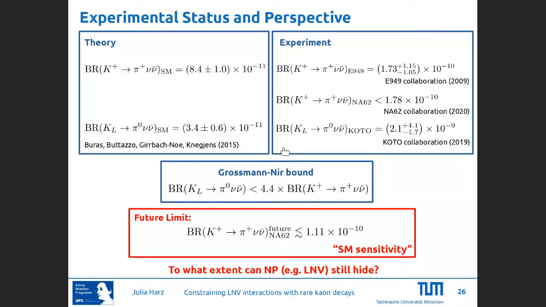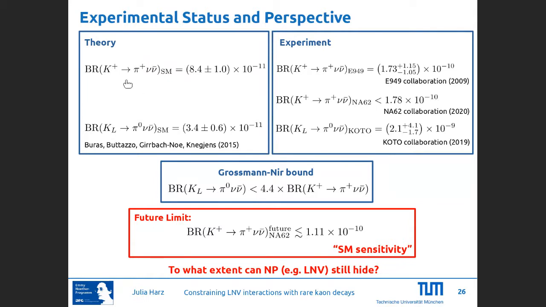And if you compare this with the standard model values, you see that there's basically still room for new physics that can hide in these uncertainties. These processes are called the golden channel, because these uncertainties can be reduced, and NA62 will probe this almost down to standard model sensitivity. We were asking ourselves to what extent can new physics, and especially lepton-number violating interactions, hide in the kaon decays.